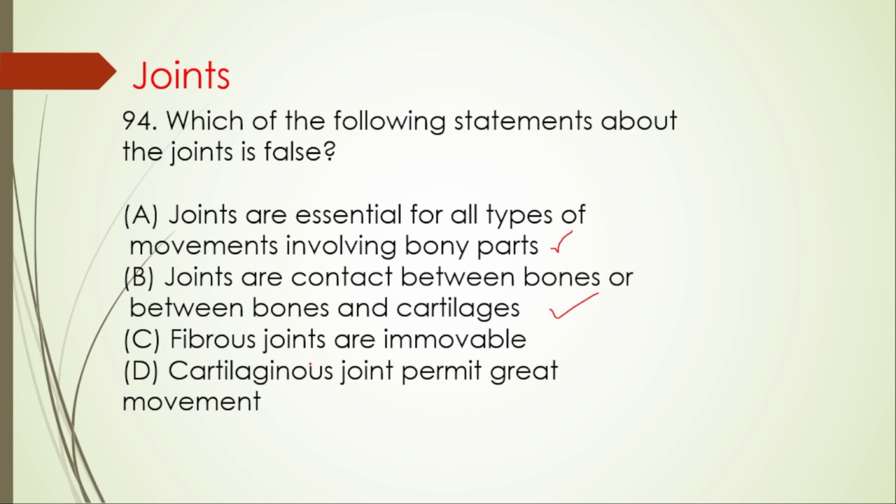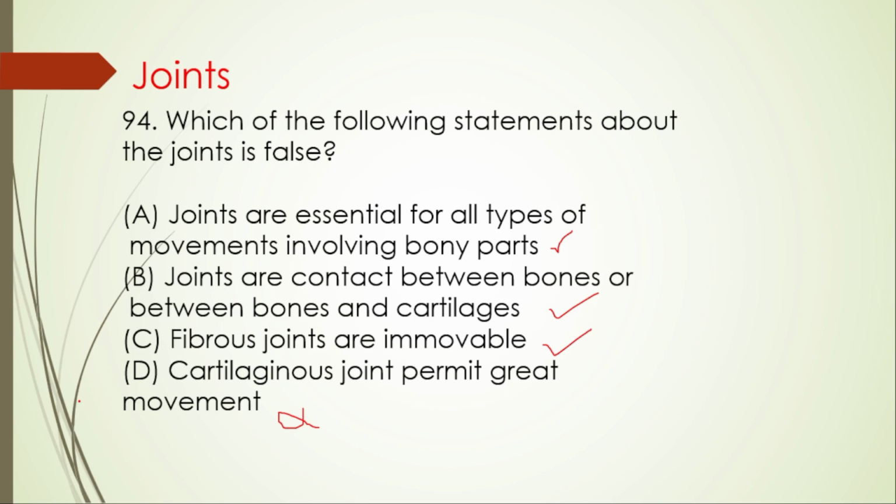C. Fibrous joints are immovable. This one is also true. In skulls, sutures are there, they do not allow any movement. So that one is also right. And then D. Cartilaginous joints permit great movement. This one is false, because cartilaginous joints, that is the joints between the vertebrae, only permit limited movement.